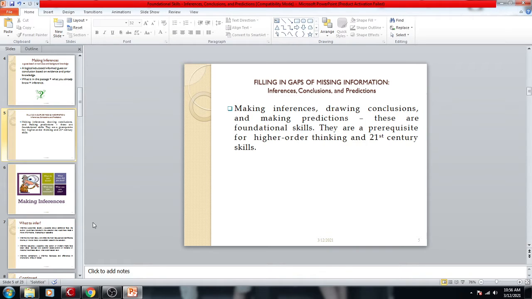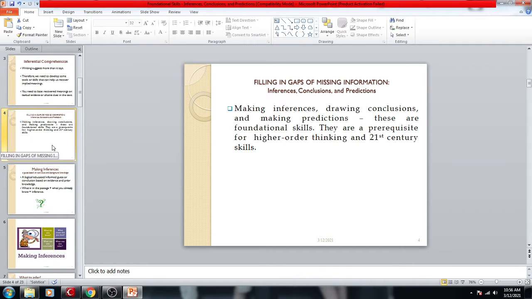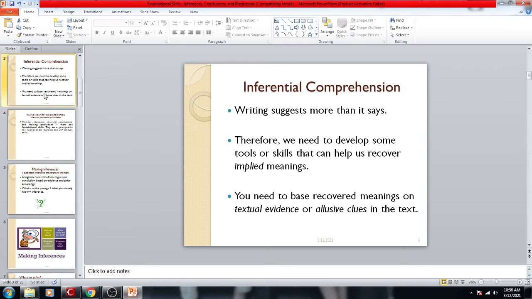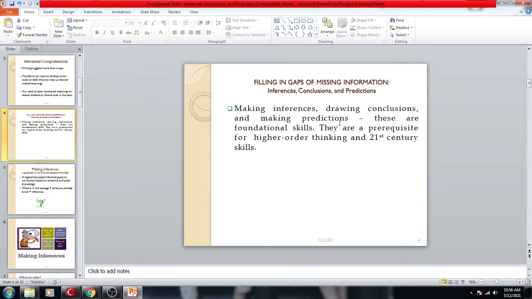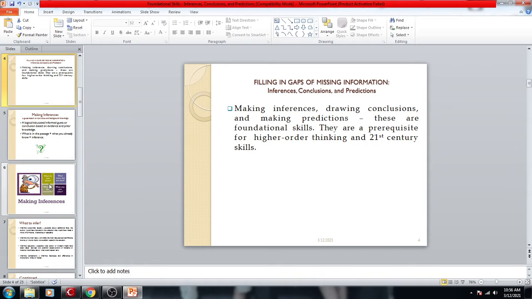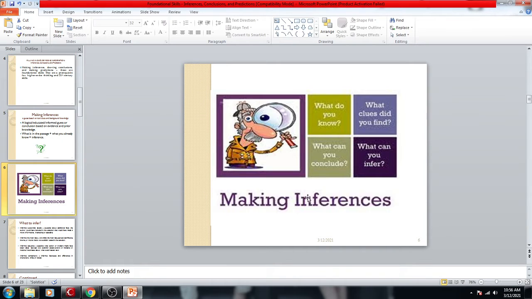Making this slide should have been before this one. Making inferences, drawing conclusions, and making predictions, these are foundational skills, as we have said. They are a prerequisite for higher order thinking and 21st century skills. Back to inference. So these are some kinds of questions that we ask when we infer.